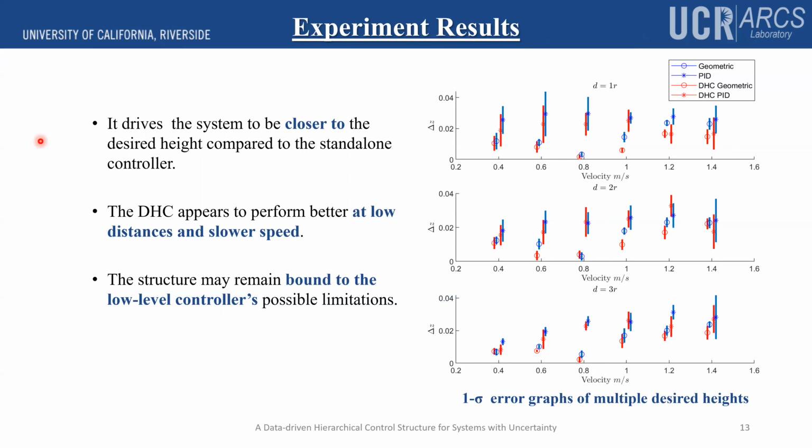From the result, we can see our structure can drive the system closer to the desired height compared to the standalone controller in most of the cases. Also, it performs better at lower distance and slower speed. Another observation is that, though our structure can help improve the performance, it is still bounded by the low-level controller's possible limitations. And that might be our future research direction.